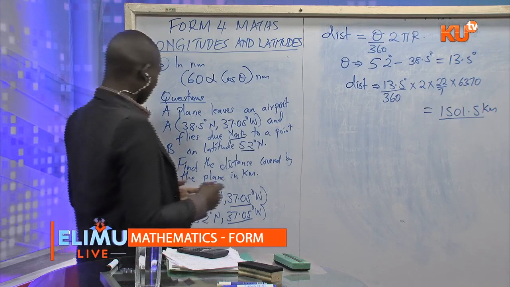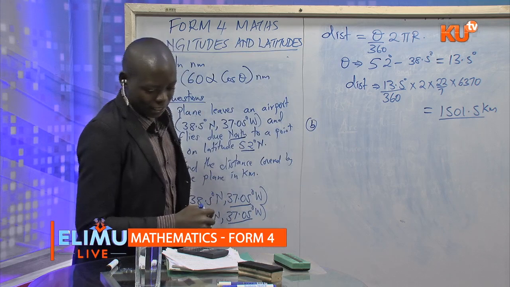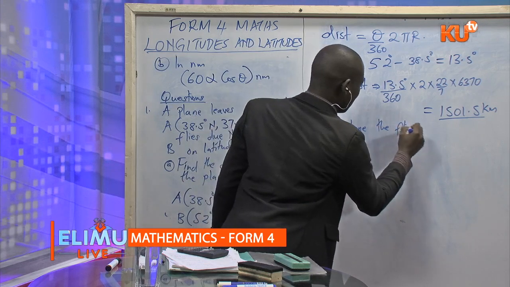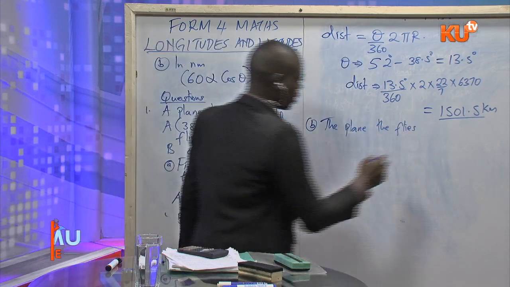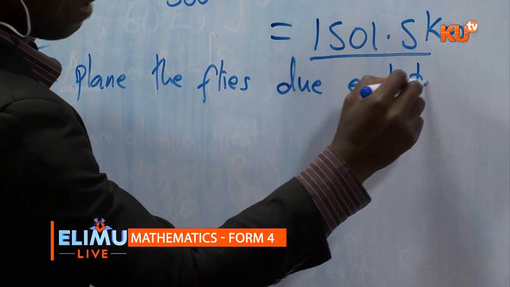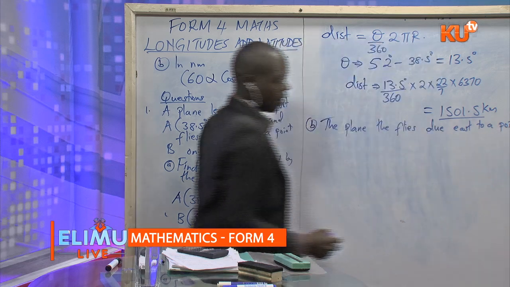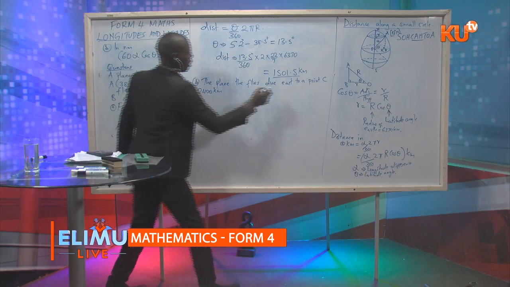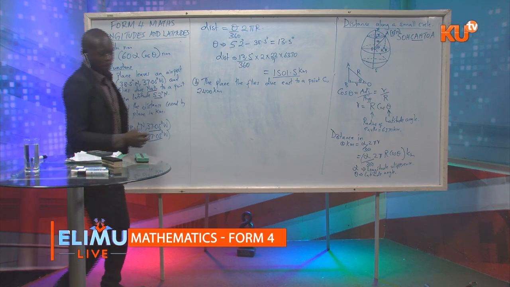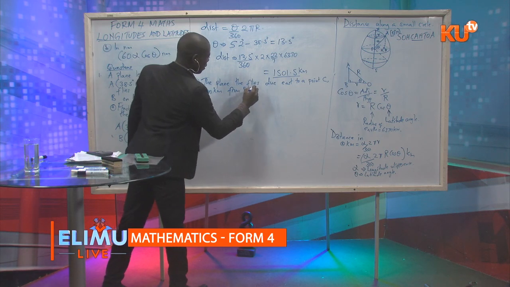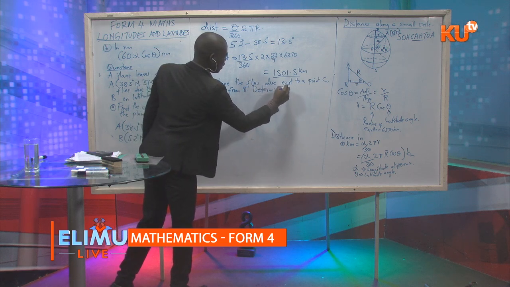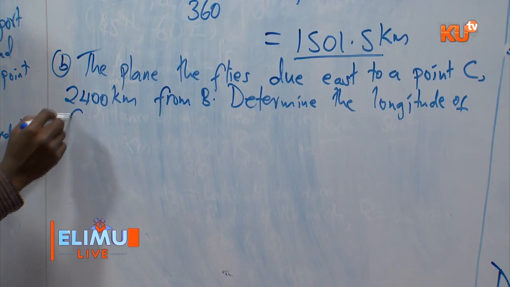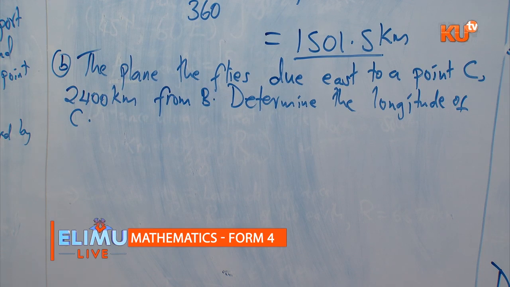Good. Part B of the question, remember it has part A and B. Part B of the question reads that the plane then flies due east to a point C, and the point C is 2,400 kilometers from B. Then you're told to determine the longitude of C.